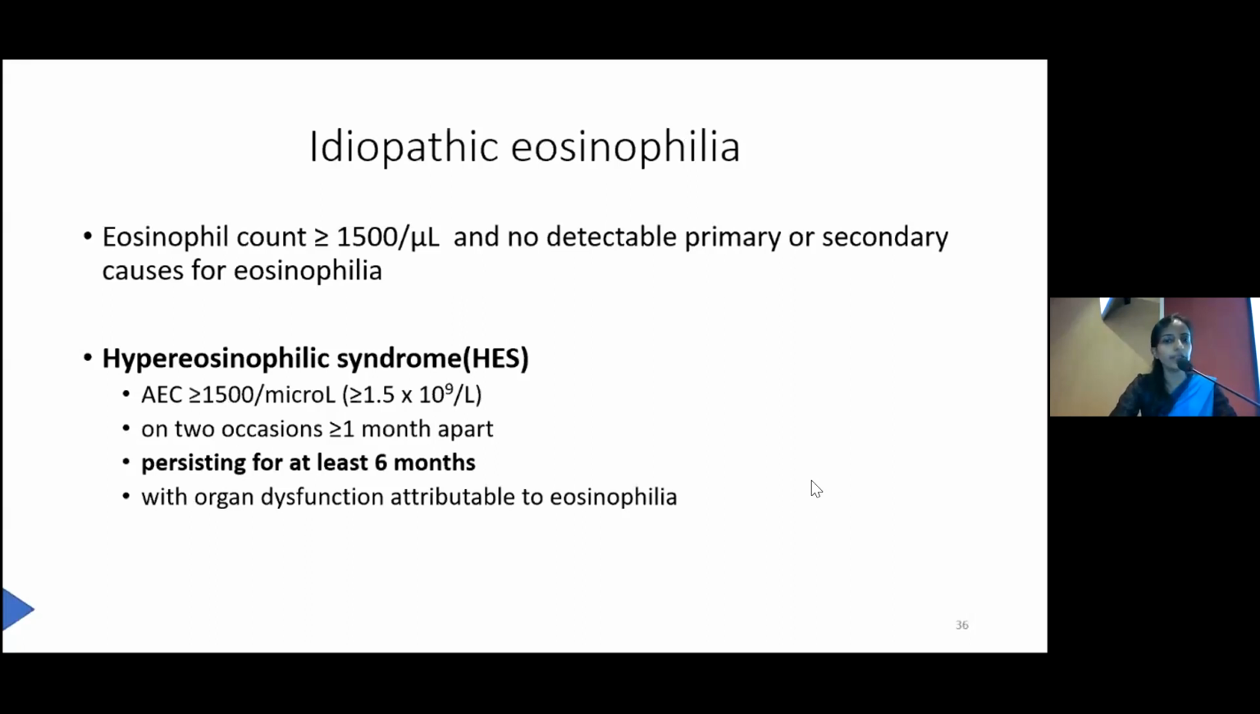The third entity was idiopathic eosinophilia. Idiopathic eosinophilia is defined as an eosinophil count of 1,500 or more and without any underlying primary or secondary cause. Interestingly, hypereosinophilic syndrome also falls under this category. So hypereosinophilic syndrome is defined as an absolute eosinophil count of 1,500 or more per microliter on 2 occasions, at least 1 month apart, persisting for at least 6 months, along with concomitant organ damage secondary to eosinophilia.